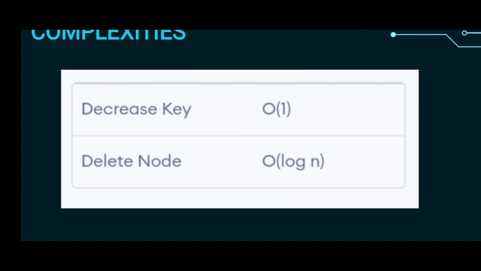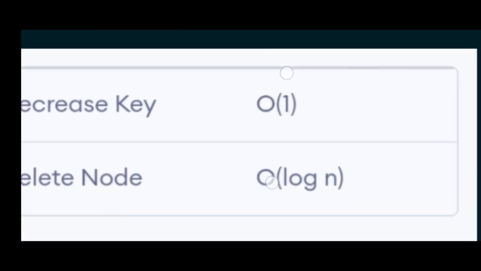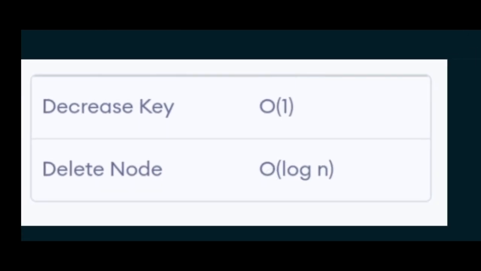So let us know the meaning or purpose of the symbols. First is the big O notation. The O notation describes the growth rate of the runtime of our algorithm as the input size, or n, increases. So in decrease key, we have O(1), which means constant time. This runtime is independent of the input size. Then our delete node is O(log n), which is logarithmic time. The runtime increases logarithmically with the input size.